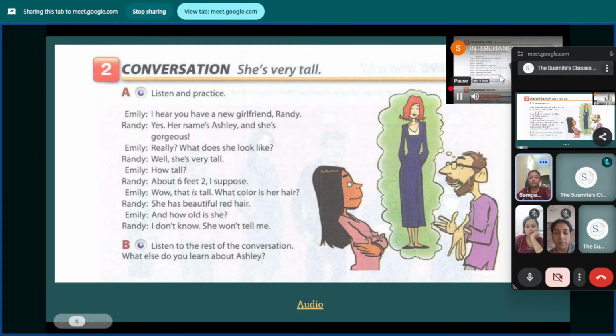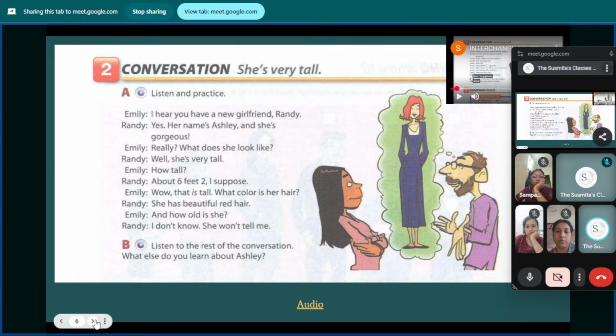Unit 9. What does she look like? Page 59, Exercise 2, Conversation. She's very tall. Part A. Listen and practice. I hear you have a new girlfriend, Randy. Yes. Her name's Ashley, and she's gorgeous. Really? What does she look like? Well, she's very tall. How tall? Sorry. About 6 feet 2, I suppose.